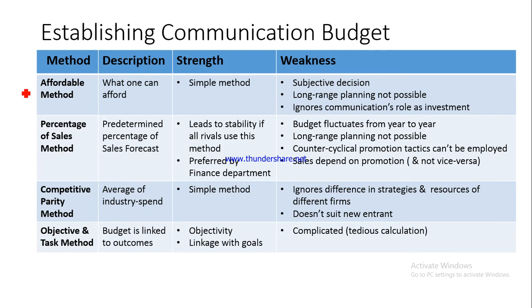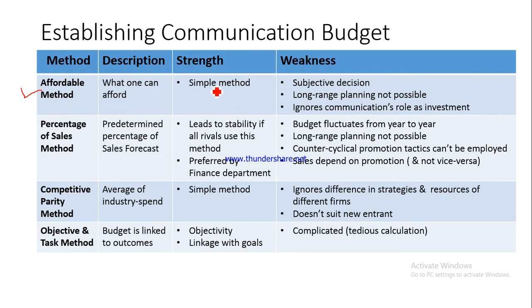We have talked about the method here. In the first column you can have a look at the methods. Then we have talked about what basically is done in a particular method, and what are the strengths and the weaknesses of a particular method. Now the first method is the affordable method. So how do you decide the communication budget? Whatever you can afford, you spend that much. So you budget for the amount that you can afford to spend on communication, right?